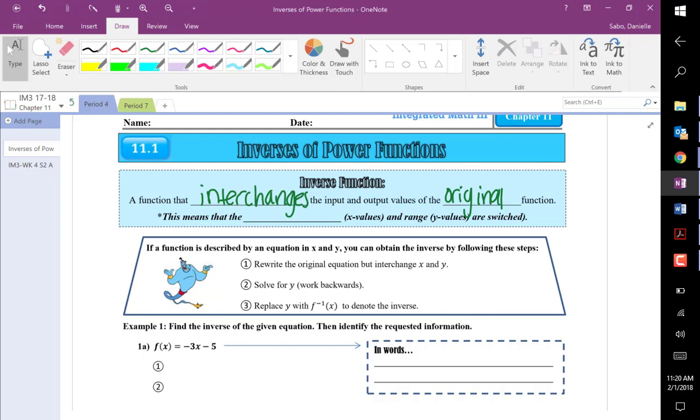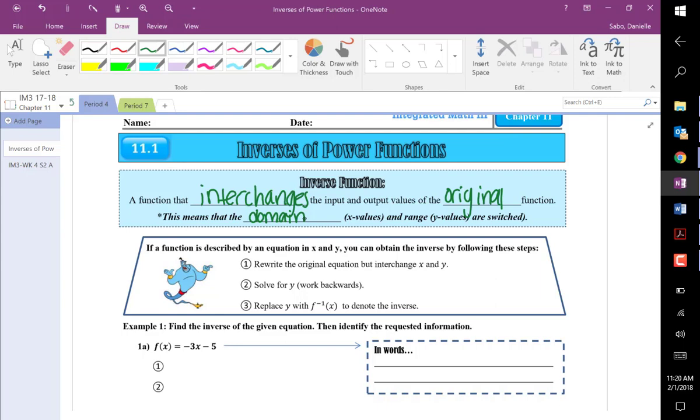Okay, so this means that the domain, which are our x values, and you all should know that, and our range, the y values, are going to be switched. Okay, so when we talk about inverse functions, all of the x and the y is all switched. And it kind of makes sense because when you're solving for something, you're switching the sign of everything. When you moved the 5 over on your bell ringer, you subtracted 5. Well, that was the opposite of adding it. That's why you did it.